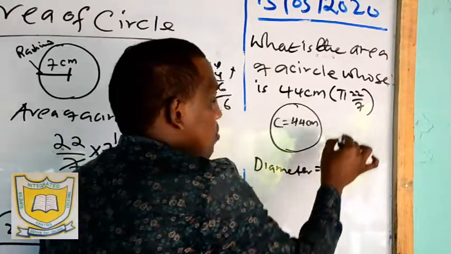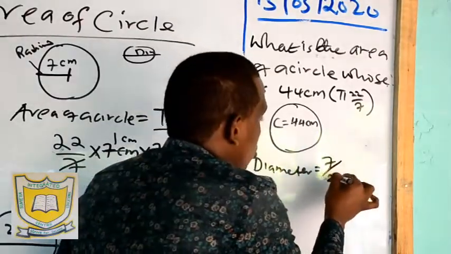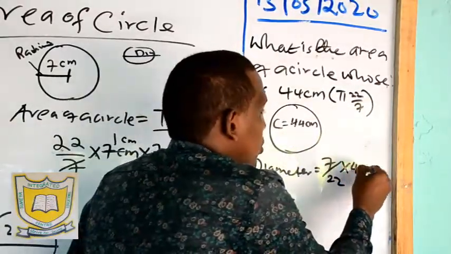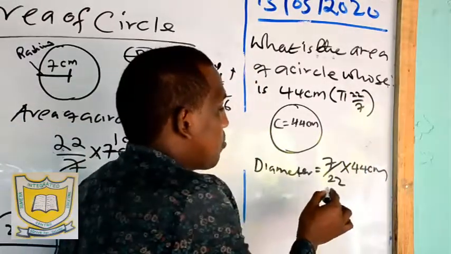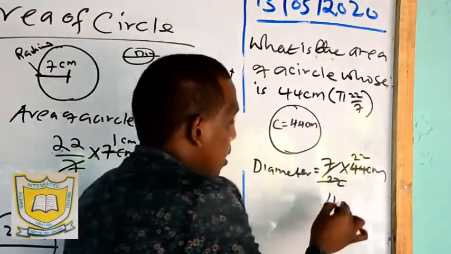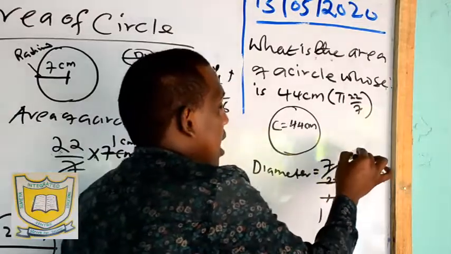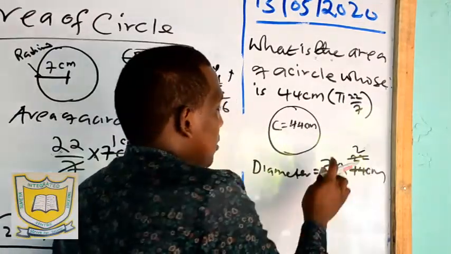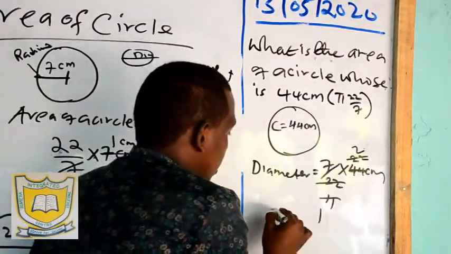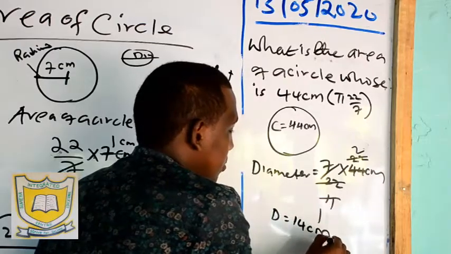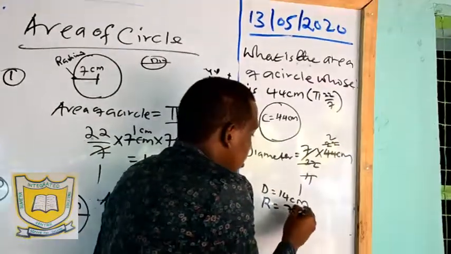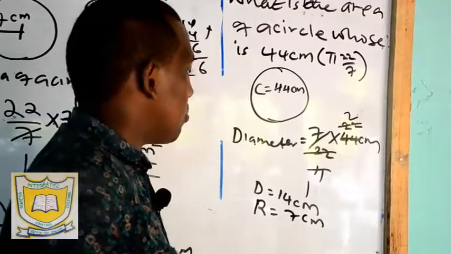Diameter is equal to the reciprocal of pi, which is 7 over 22. I made it the pi reciprocal. Multiplied by the circumference you are given, 44 centimeter. Let us divide by 2: 11 into 22 is 2, 11 into 44 is 4, 2 by 2... 7 times 2 is 14. So diameter is equal to 14 centimeter. If the diameter is 14, the radius will be divided by 2, will be 7 centimeter. The radius will be 7 centimeter.